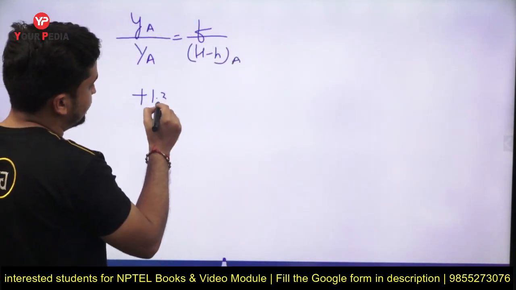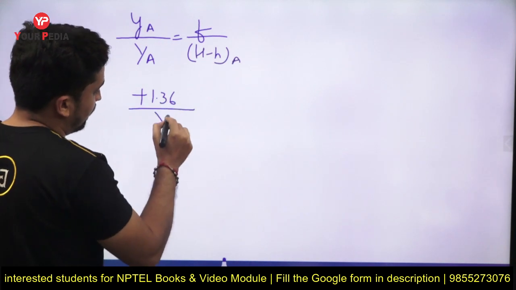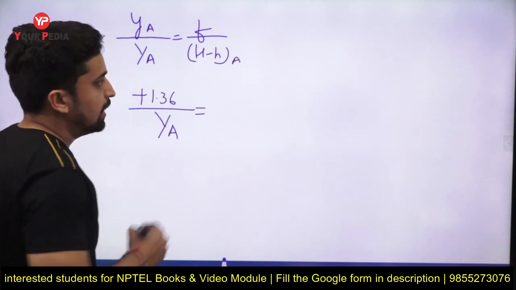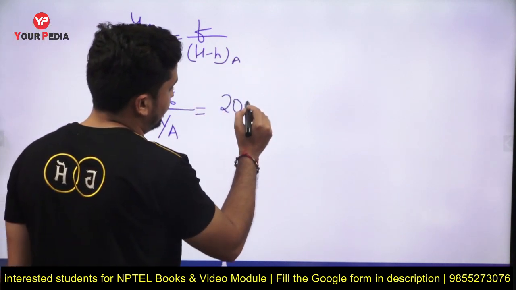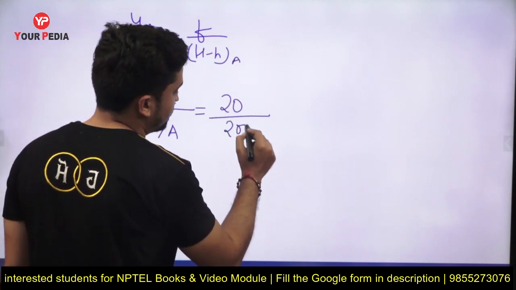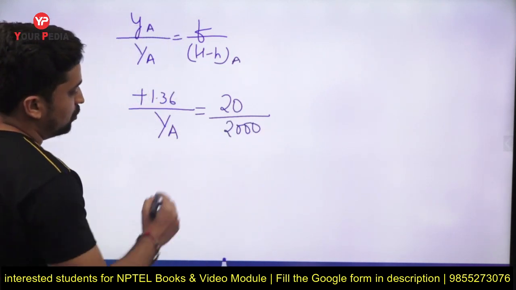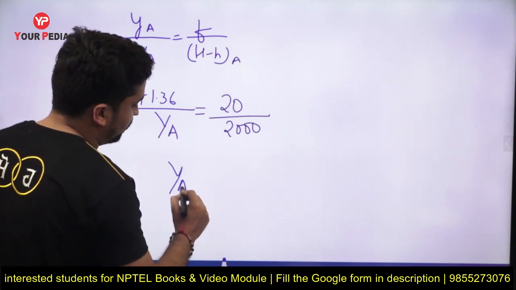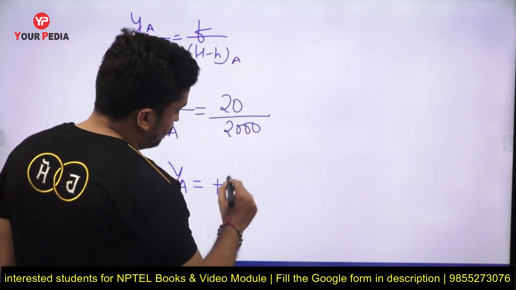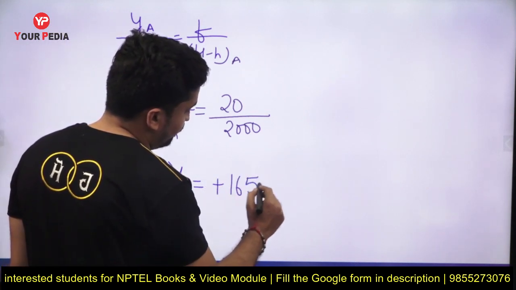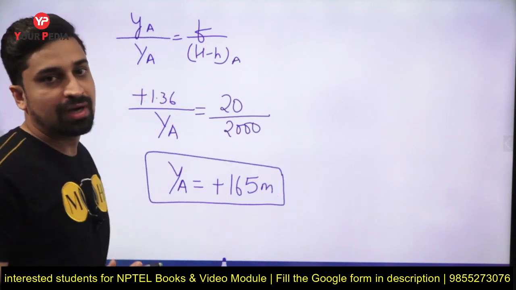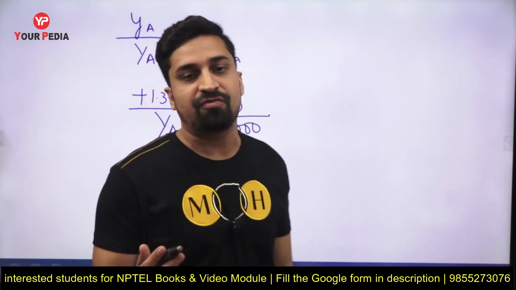So this will be equal to plus 1.36 divided by capital Ya, which we need to find, which is the y coordinate of point A on the ground, and focal length is given as 20 centimeter, and H minus h for A is 2000 meter, which we have just calculated. And from this you can easily calculate the y coordinate of point A on the ground, and this will come out as plus 165 meter, correct? So now you have calculated the x and y coordinates of point A.